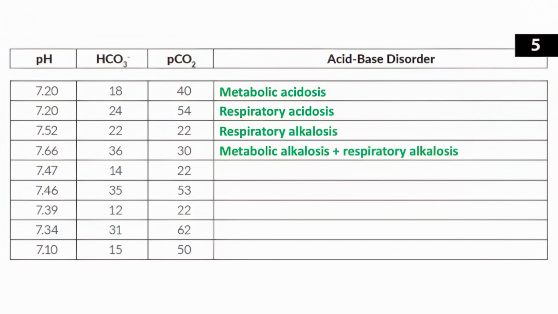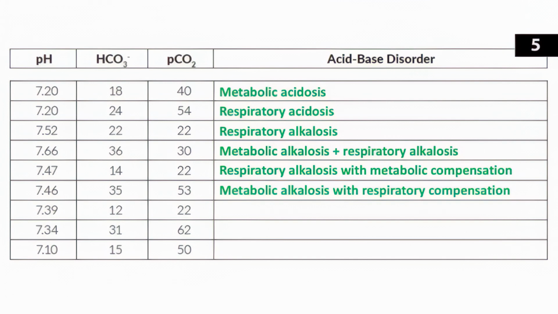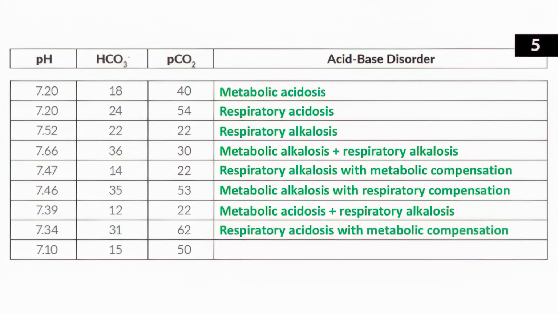The next one, pH 7.47, is a respiratory alkalosis with metabolic compensation. The next one, pH 7.46, is a metabolic alkalosis with respiratory compensation. The next one, pH 7.39, is a mixed metabolic acidosis and respiratory alkalosis. So again, it's a mixed disorder rather than metabolic acidosis with respiratory compensation because the pH is in the normal range. Again, compensation shouldn't be able to get the pH back to the normal range. The next one, pH 7.34, is a respiratory acidosis with metabolic compensation. Then the last one, pH 7.10, is a combined metabolic and respiratory acidosis.